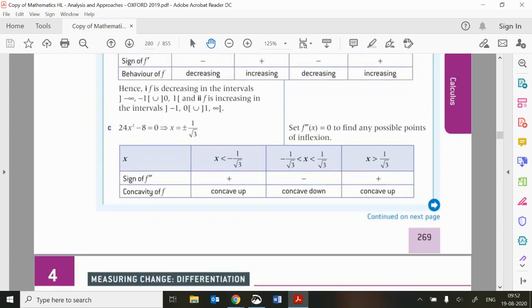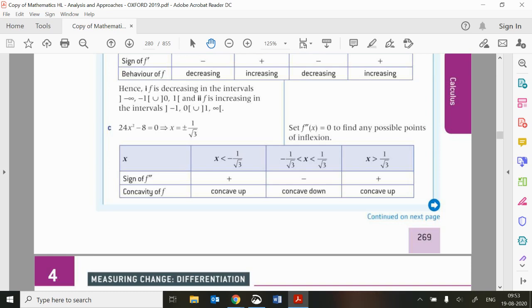Interestingly here, it also says set f dash of x equal to 0 to find any possible points of inflection. It doesn't say that necessarily you have points of inflection in between. It doesn't say that you have those points because we haven't checked whether it's concave upwards or concave downwards until we've got to this table. Now that we know that there's a sign change, a change between concave upwards and concave downwards, we know that they're also points of inflection.